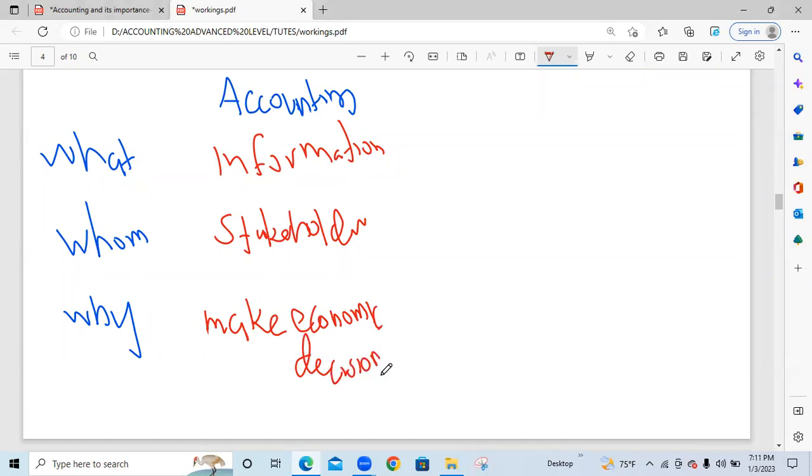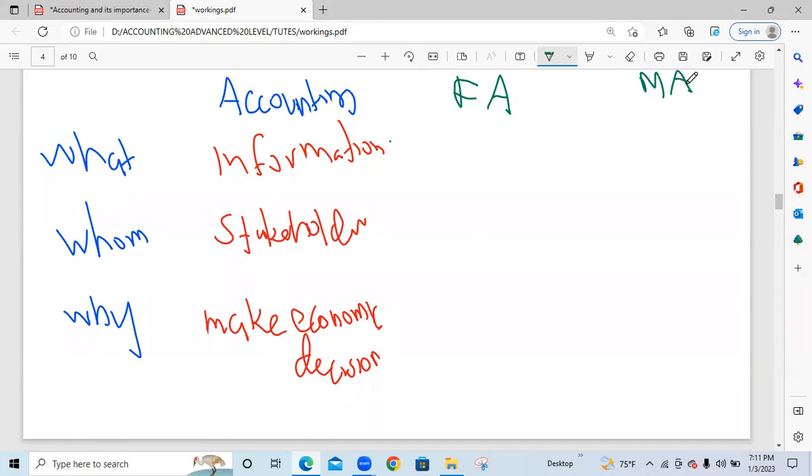Now, guys, when it comes to accounting, there are 2 types of accounting. This is the general definition. Now, there are 2 types of accounting: financial accounting and management accounting. That is what we are going to study, financial and management accounting.